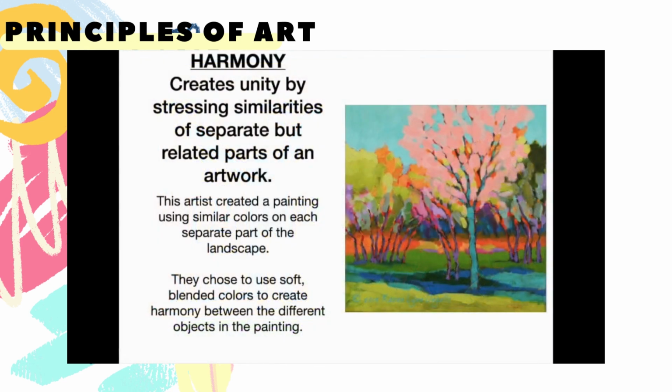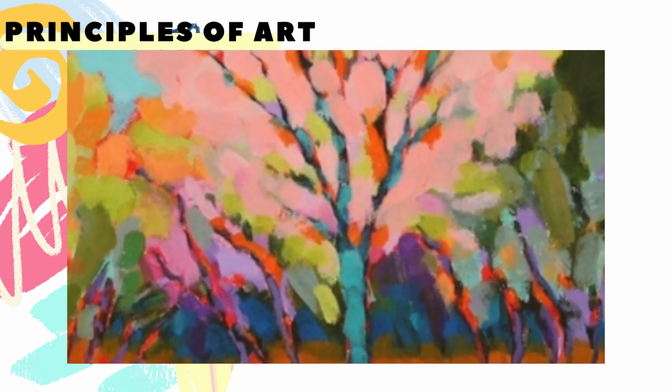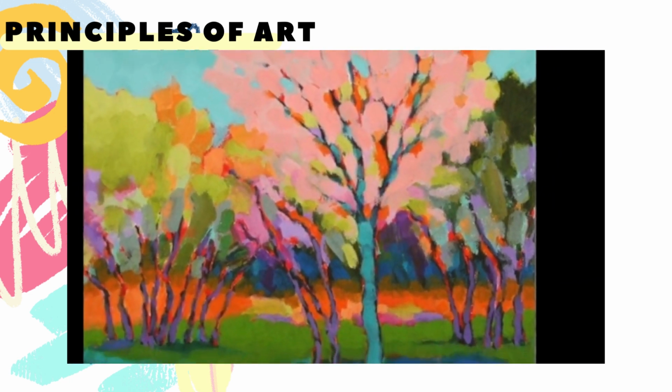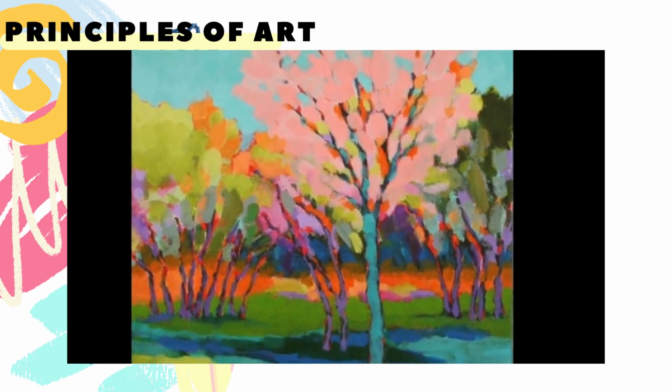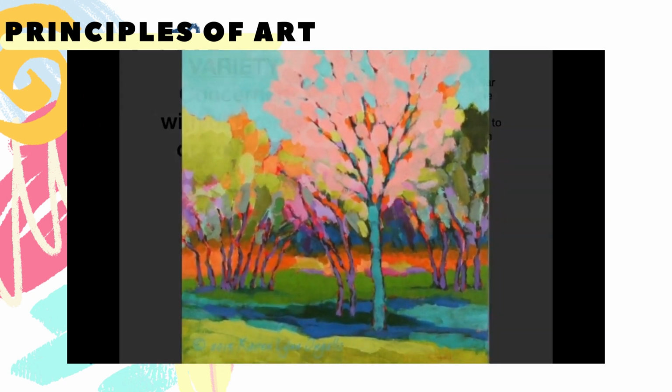Harmony. Harmony creates unity by stressing similarities of separate but related parts of an artwork. This artist created a painting using similar colors on each separate part of the landscape. They chose to use soft, blended colors to create harmony between the different objects in the painting.